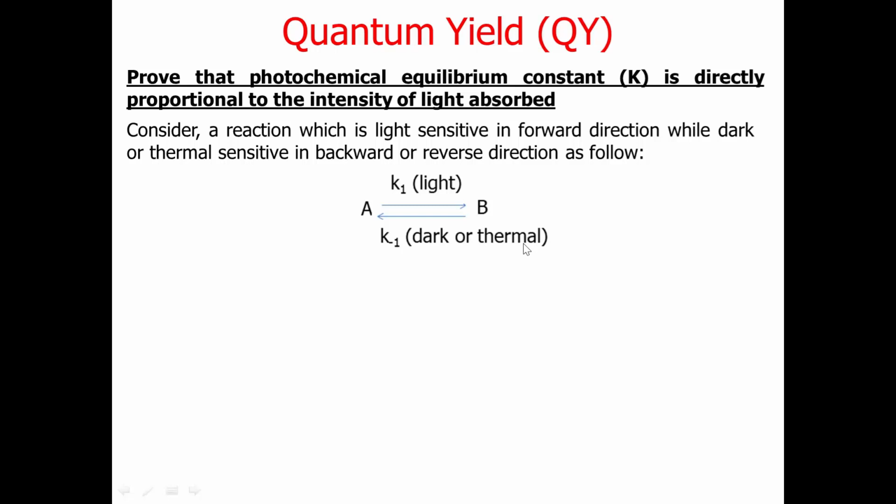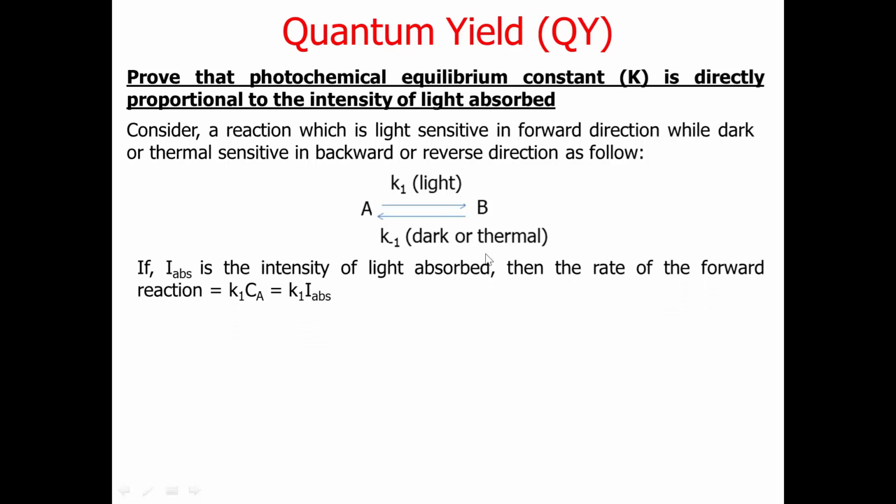An example is anthracene, because in the presence of light the anthracene molecule produces dianthracene, whereas dianthracene in the dark regenerates the anthracene molecule. So this is a photochemical reaction in which the forward reaction is light sensitive, whereas the backward reaction is a dark or thermal reaction.